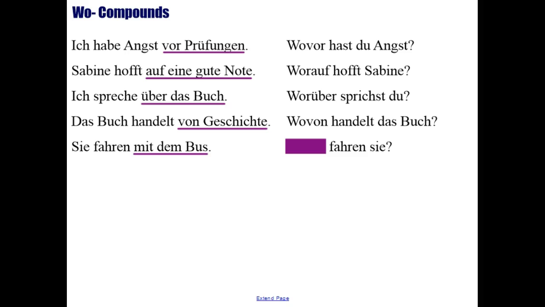Sie fahren mit dem Bus. They are riding the bus. Womit fahren Sie? What are they riding?